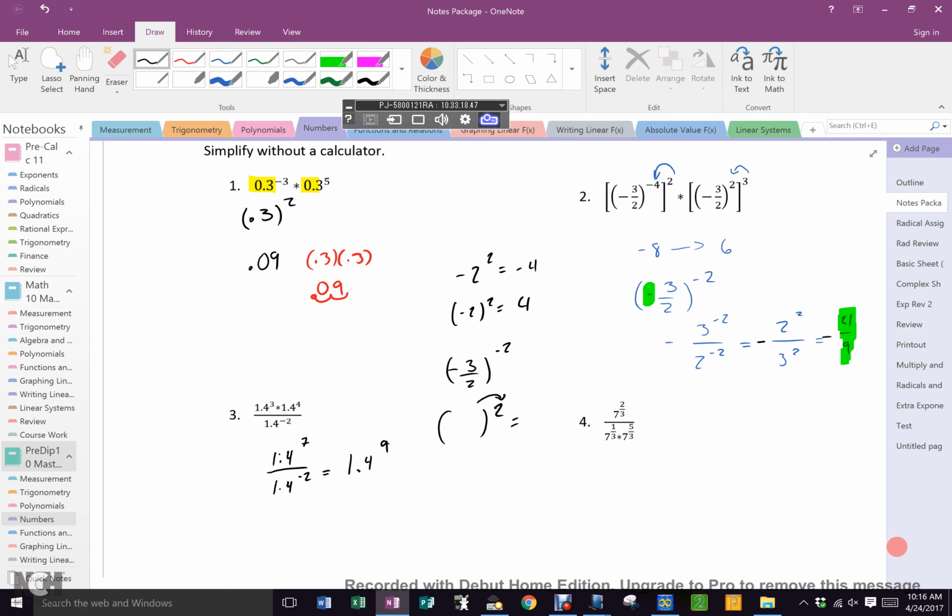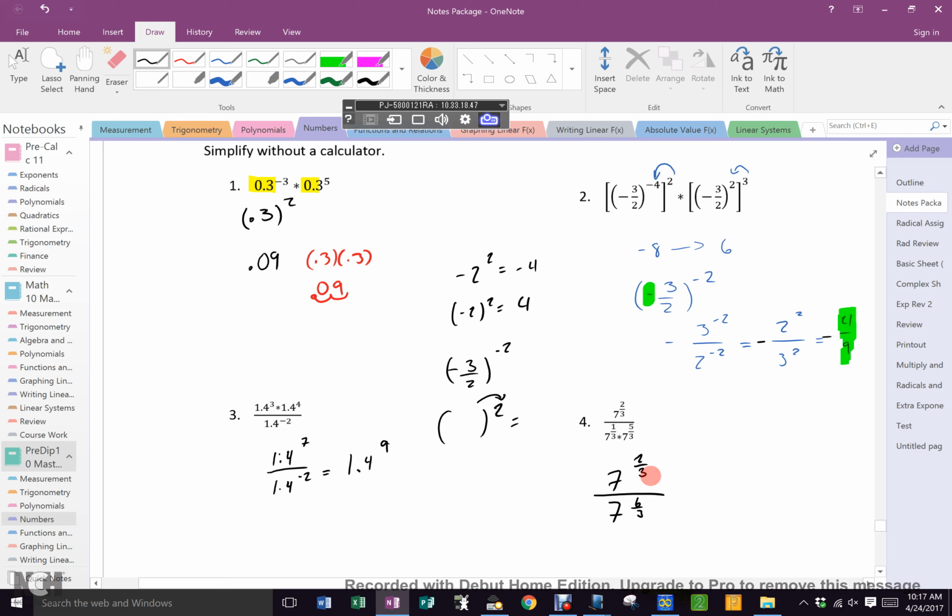Cool? Okay, look at 4. What's weird? It's all the same base, so that's not weird. But what is weird? Fractions. Rules don't change. What are you going to do on the bottom of that? Add them. Okay, what's 1/3 and 5/3? 6/3. What's 6/3? 2. So I got 7 to the 2/3 over 7 to the 6/3.